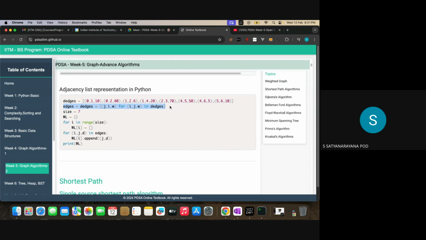Okay, this is how basically you will convert your graph representation into digital format. The digital format means maybe adjacency list format or adjacency matrix format. Now the algorithms are started.